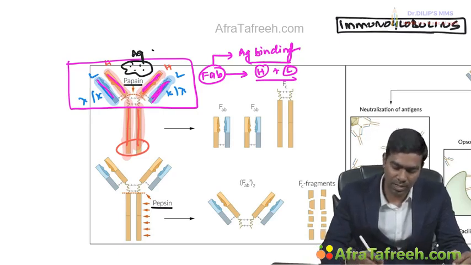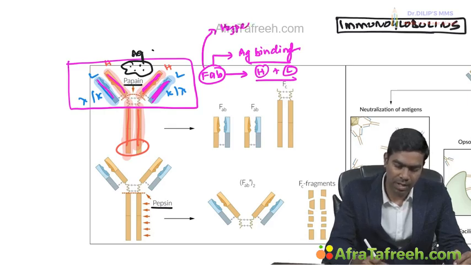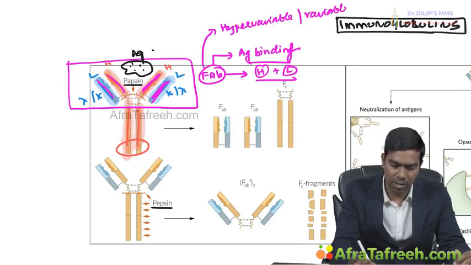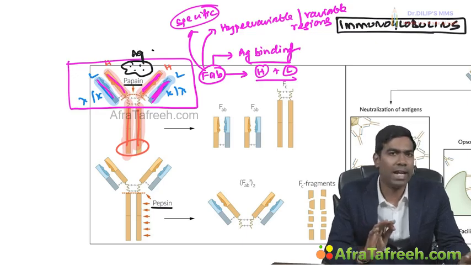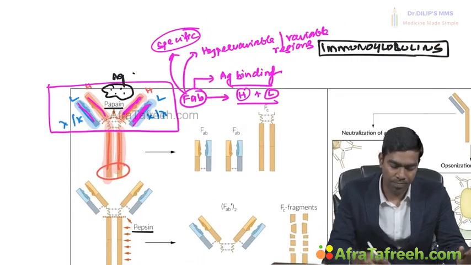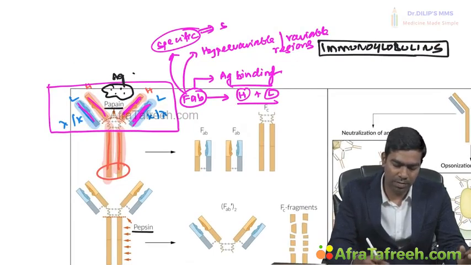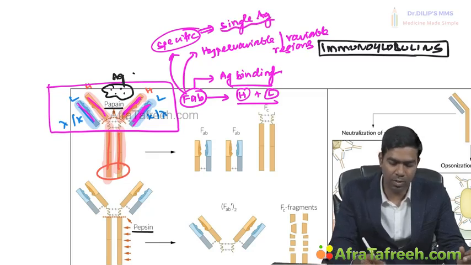At the same time, this is the one that is going to contain the hypervariable and the variable regions. Similarly, this Fab region is extremely specific and determines the idiotype, not the isotype, idiotype of the antibody, which is absolutely specific for a single antigen, which means they will bind only to a single antigen. That's why it determines the idiotype of the particular antibody.